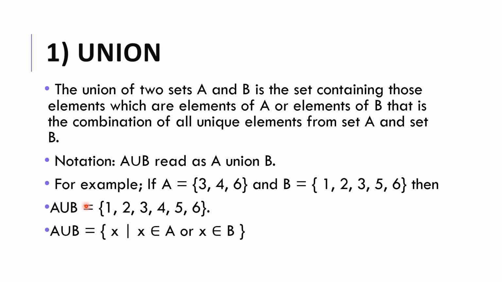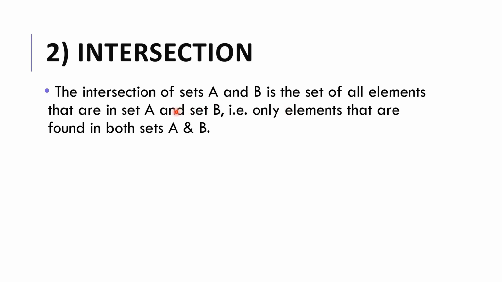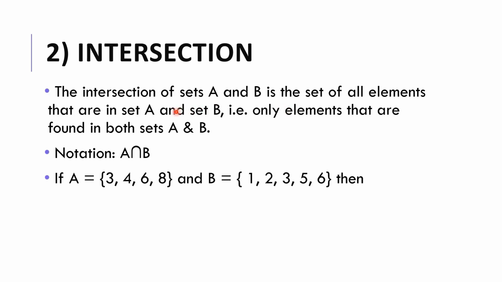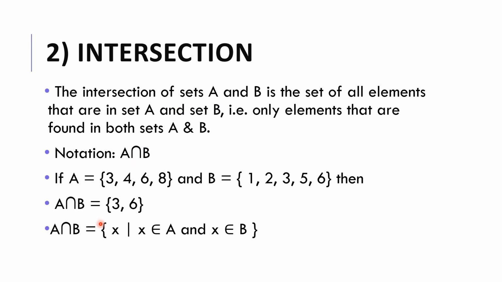Remember that in union we use the word or, and in intersection we use the word and. And means in both sets. Now this form is the roster form and this form is the set builder form. Here x such that x is an element of set A, the same as the definition, and x is an element of set B, meaning these elements are in set A and in set B. So this is the intersection.